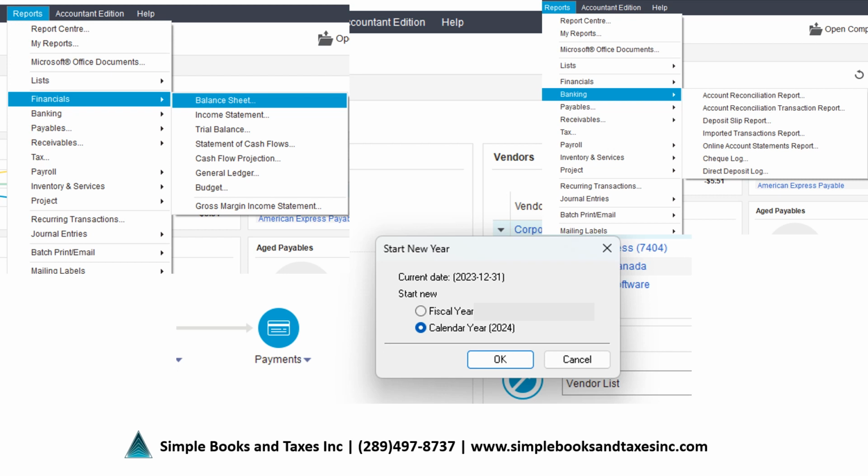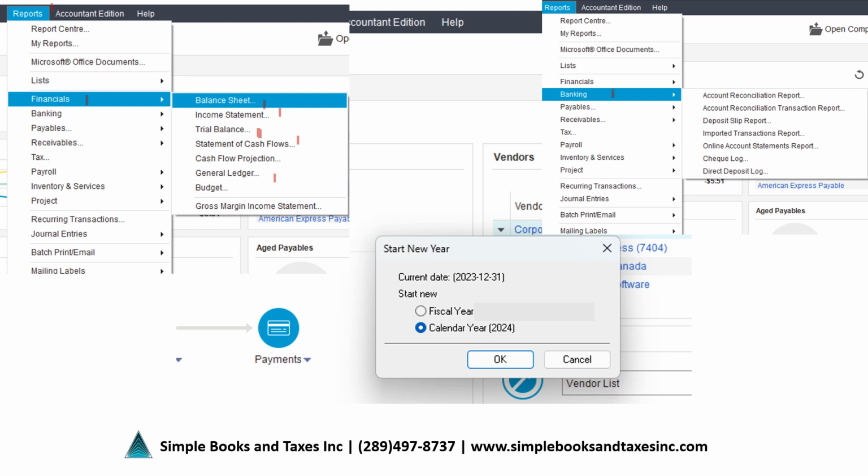So after calculating and recording the HST remittance in its corresponding year, which is January 1st to December 31st, 2023, now we can prepare to close the year 2023. So first we have to create and save all reports before closing the year. So we go to reports, financials, and start with the balance sheet as at December 31st, 2023. Income statement for the period from January 1st to December 31st, 2023, trial balance, statement of cash flows, general ledger for all accounts for the whole year.